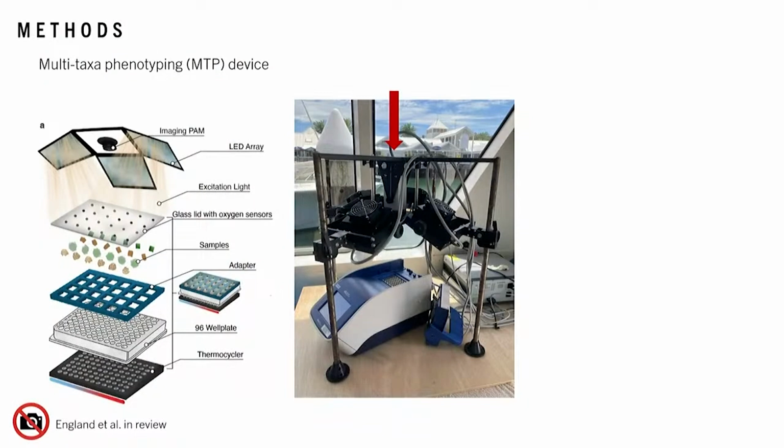So fragments were collected from Acropora millipora colonies for phenotyping conducted on the vessel using the MTP device, as well as for later genetic analysis. So to tell you a little bit more about the MTP device itself, it actually combines 3 existing instruments. It uses a PAM imaging fluorometer capable of measuring chlorophyll A fluorescence, 4 broad spectrum white LED lights, and a thermocycler which provides a temperature gradient.